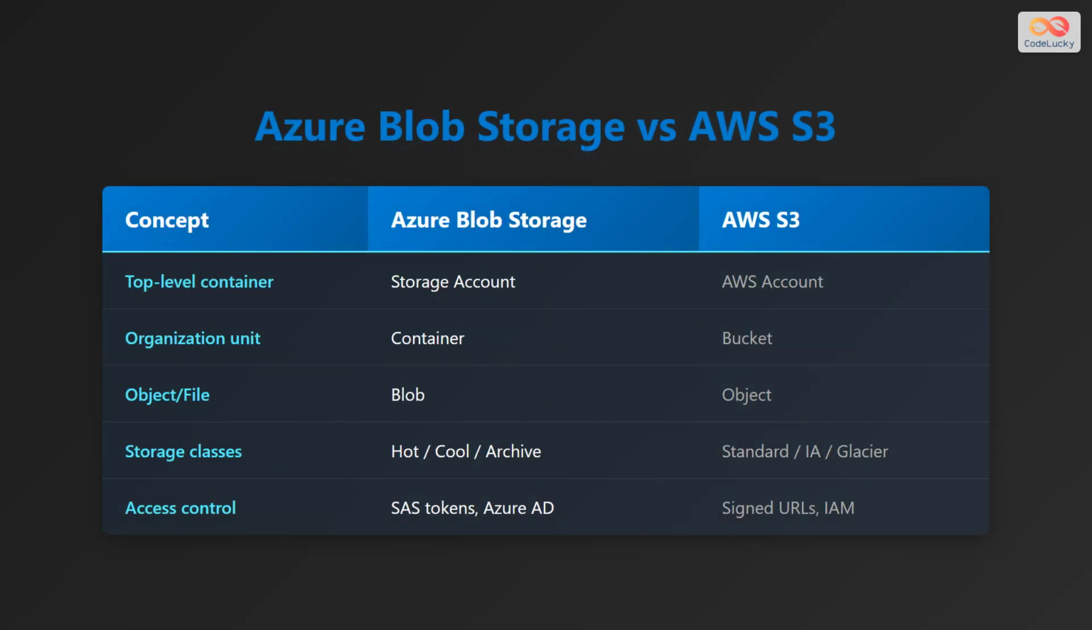Let's compare Azure Blob Storage with AWS S3 to help you understand the equivalent concepts. In Azure, the top-level container is called a storage account, while in AWS, it's your AWS account. For organizing data, Azure uses containers which are equivalent to buckets in S3. The actual files are called blobs in Azure and objects in S3. For storage classes, Azure offers hot, cool, and archive tiers, which map to S3's standard, infrequent access, and glacier tiers respectively. Finally, for access control, Azure uses SAS tokens and Azure AD, while AWS relies on signed URLs and IAM policies.